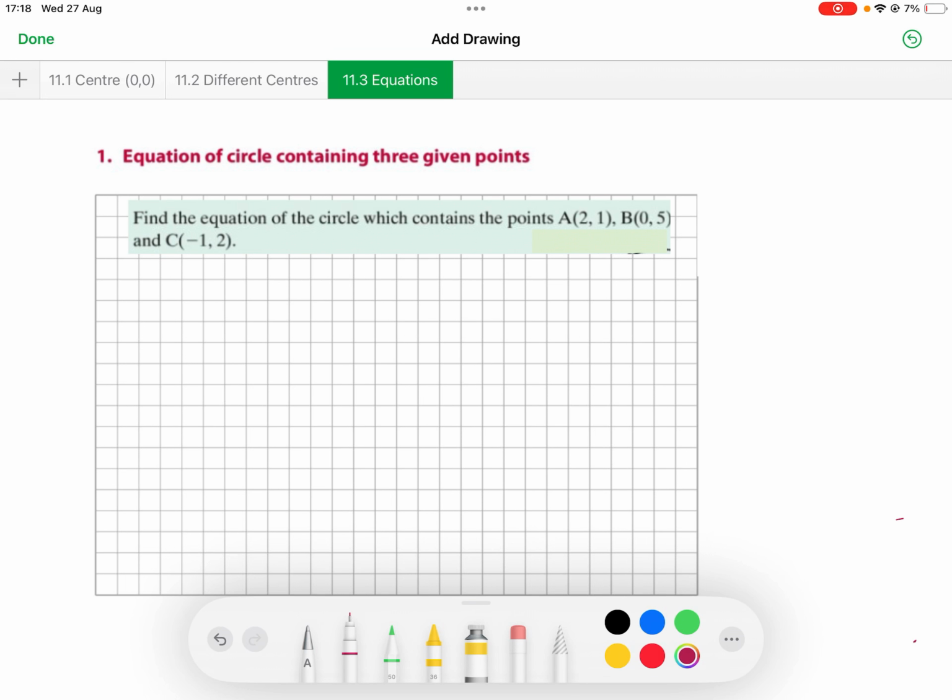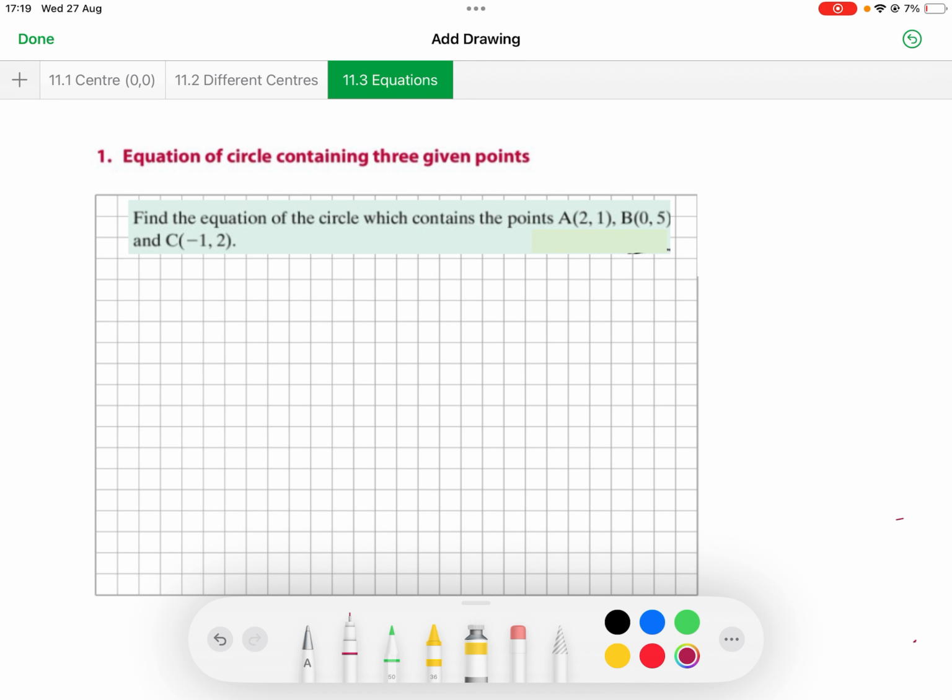Okay, so we are used to being able to find the equation of a circle if we have the centre and the radius. As long as we have the centre, we're able to find the radius easily. If there's a line, we find the distance from the centre to the line. If there's a point on the outside, we find the distance from the centre to the point. But the problem is if we don't have the centre, then we're not able to find anything.